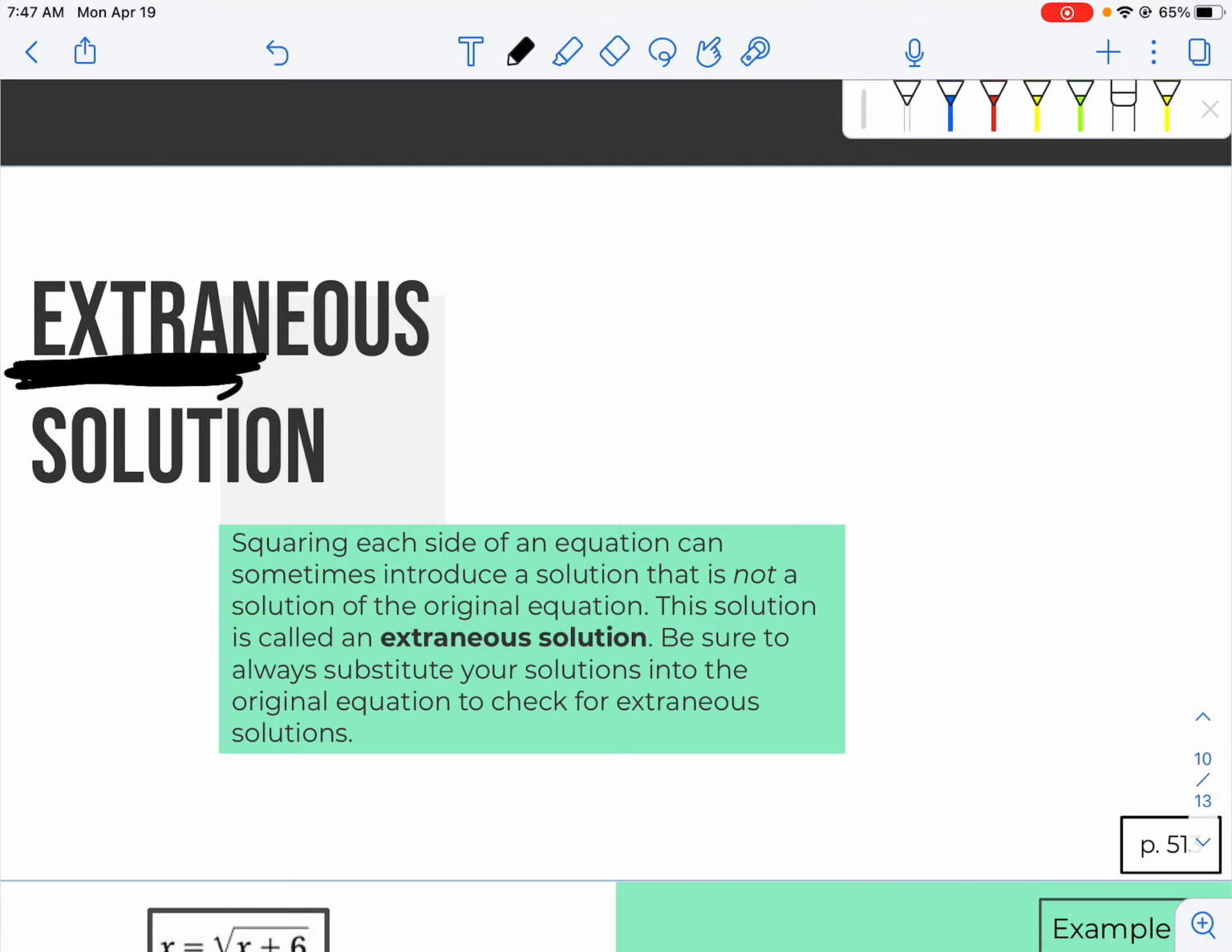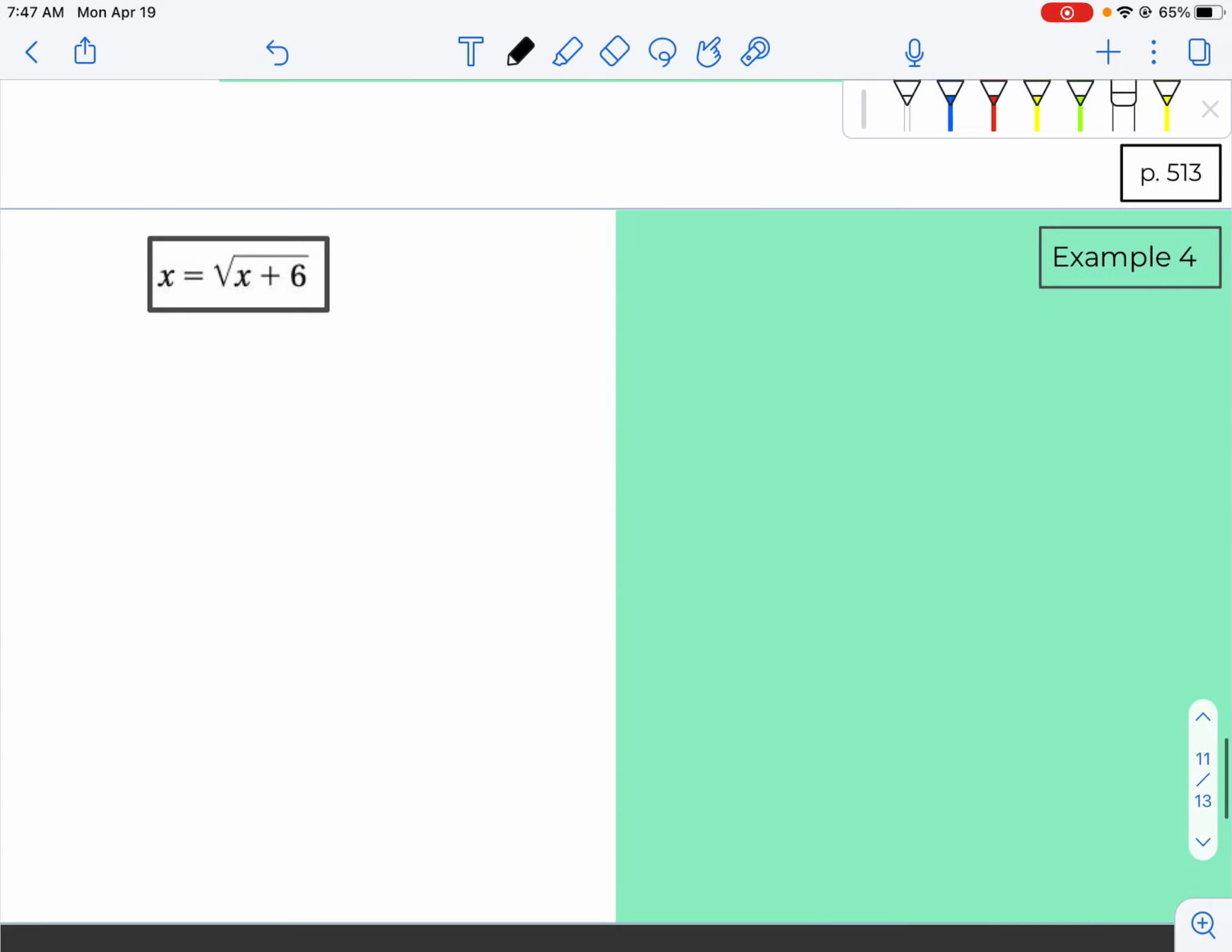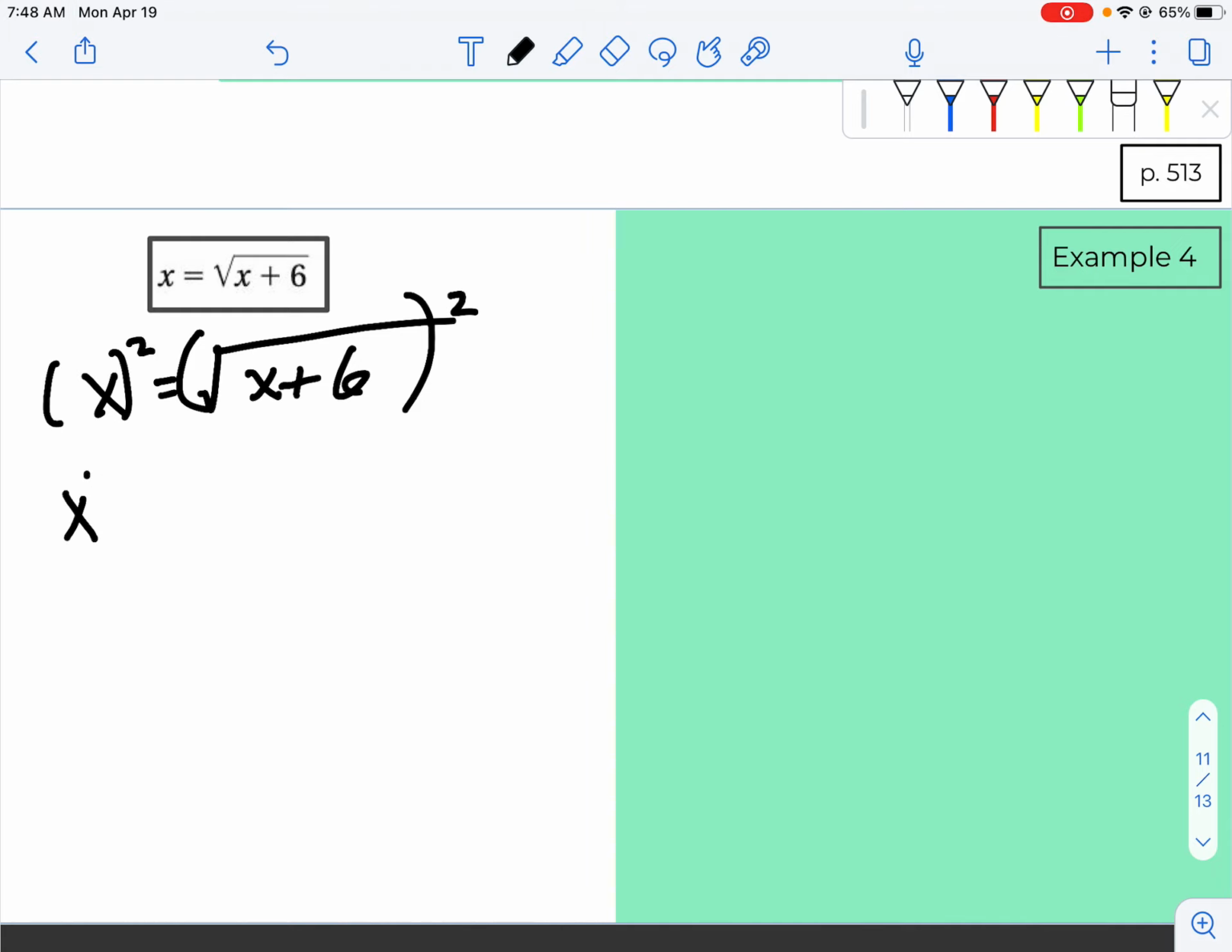Be sure to always substitute your solutions into the original equation to check for extraneous solutions. So here's an example. We have x equals the square root of x plus 6. Now, if we were solving this with the rules that we've talked about, we have the square root on a side all by itself. So it's already alone. Now we would square each side.